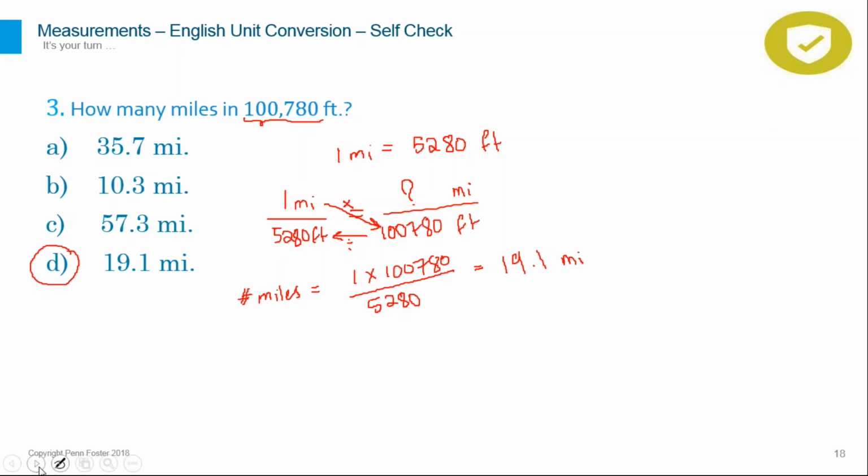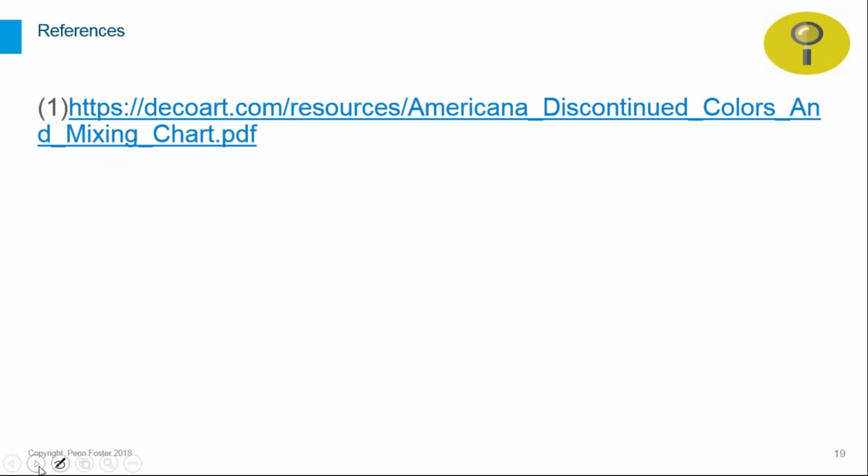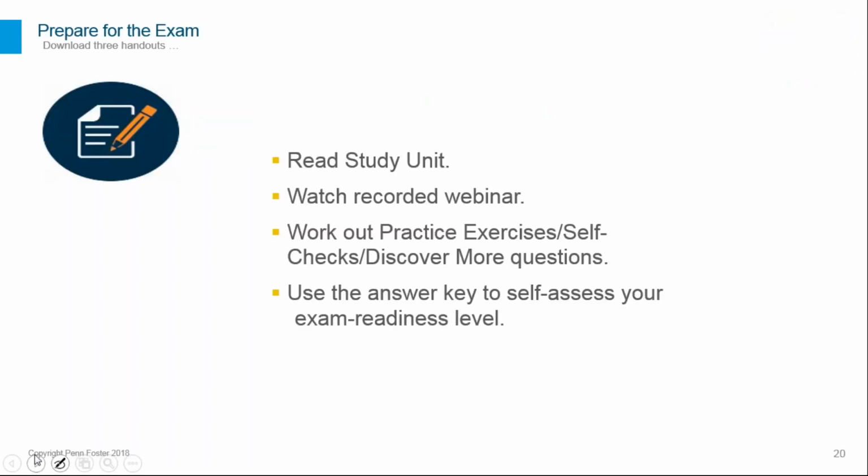Okay, then I would like to share my references. I did use that reference to bring up the mixture for the green tea. And I would like to give you some tips on how to prepare for the exam.